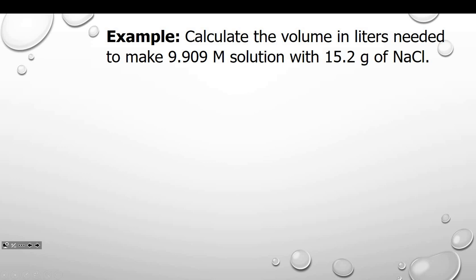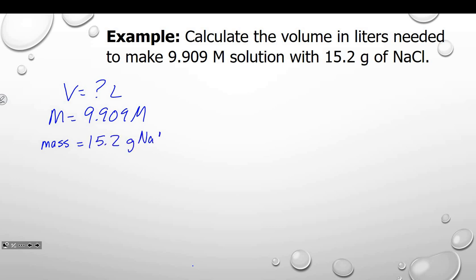So calculate the volume in liters. This one's new. So we're looking for volume in liters to make a molar solution of 9.909 molar with a mass of 15.2 grams of NaCl. Okay, so looking at my original formula, molarity equals moles divided by liters. I want liters, and it's on the bottom. So I have to times both sides by liters and divide both sides by molarity. In other words, these two are going to switch places, right? So I'm going to have liters equal to moles divided by molarity.